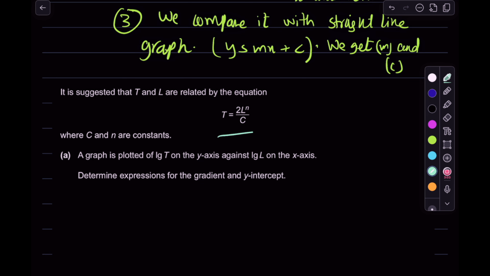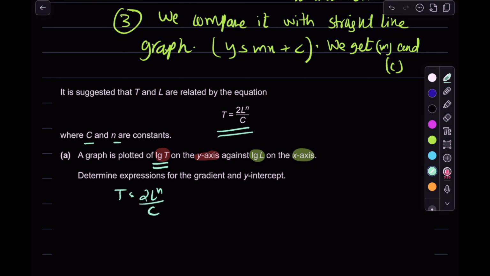So for example, we have our equation of t is equal to 2l raised to the power of n divided by c, and c and n are constants, and a graph is plotted of lgt on the y-axis. So the y-axis term is lgt, or the log of t with the base of 10, and my lgl is basically my term on the x-axis.